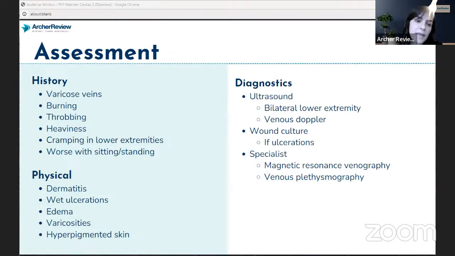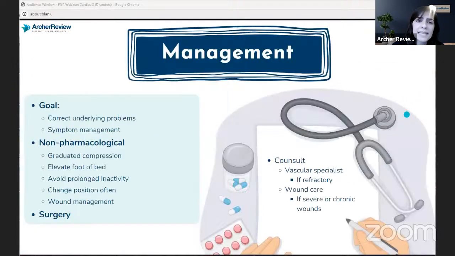So talking to your patients about checking their skin daily, also skin care is just going to be really important. And again, if you are suspecting this, then you do need to send them to cardiology to do an ultrasound, do a venous Doppler, and make sure what is the extent of the venous insufficiency and does it warrant further intervention? So do they need to see a vascular specialist? That's going to be really important.